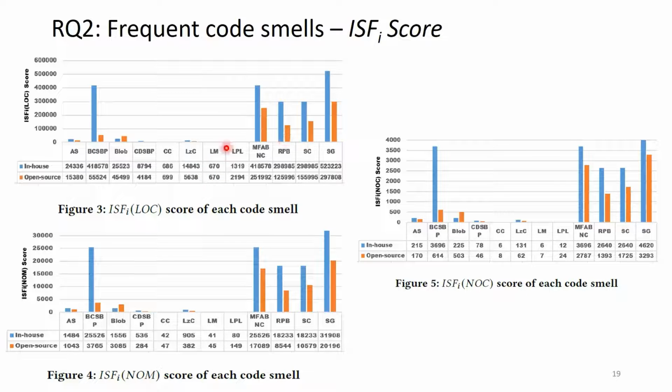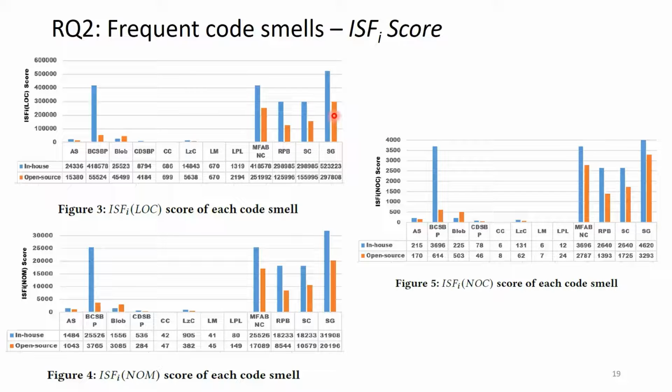So for example, a long method, for both in-house and open source projects, after every 670 lines, a long method code smell will occur. After every 41 methods and 45 methods for in-house and open source respectively, a long method code smell will occur. And after 6 and 7 classes respectively, a long method code smell will occur.